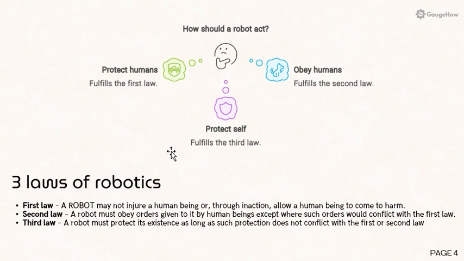The third law: a robot must protect its existence as long as such protection does not conflict with the first or second law. Again, let's come to the movie part. Chitti tries to keep himself alive and harm Vaseegaran, so he broke the third law of robotics, due to which he was dismantled. He was disassembled or dismantled.